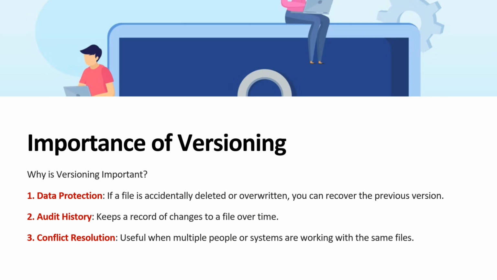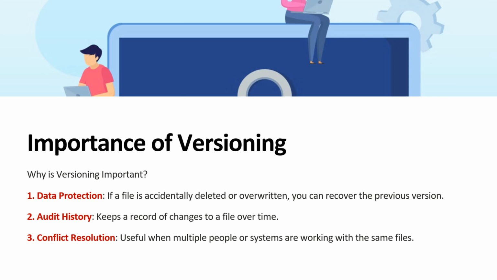Key features of versioning. First point is multiple versions. Keeps all versions of an object or file. The second point is restoration. Allows you to retrieve or restore an older version of your file. Third point is delete markers. If you delete a file, S3 does not erase it. Instead, it adds a delete marker. The file can be restored if needed.